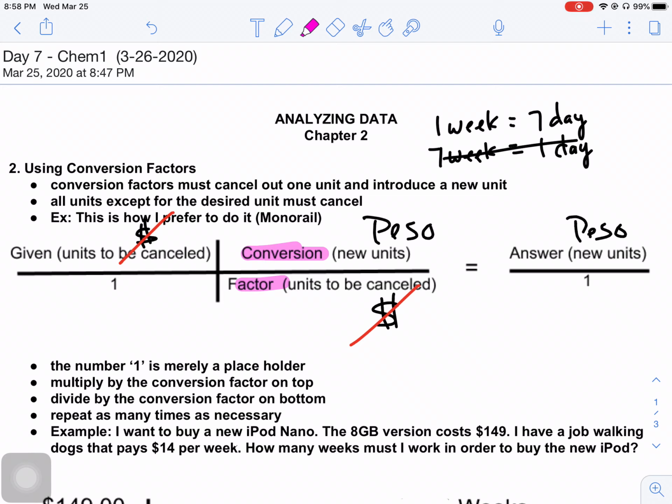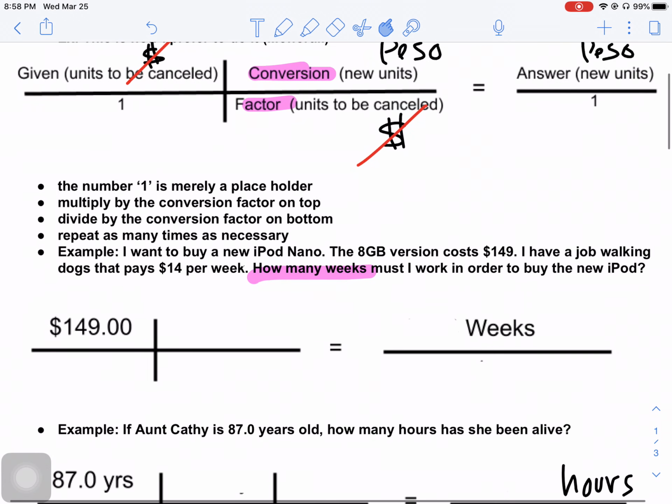I want to buy a new iPod Nano. The 8 gigabyte version costs $149. I have a job walking dogs that pays $14 per week. How many weeks must I work in order to buy the new iPod? So the cost of the iPod is going to be my given, $149. And I want to convert this into weeks. Weeks is how many weeks do I have to work? Is it 5 weeks? Is it 10 weeks? Is it 20 weeks? I want to know how many weeks I need to work in order to do this.